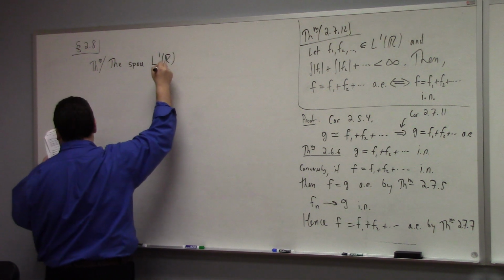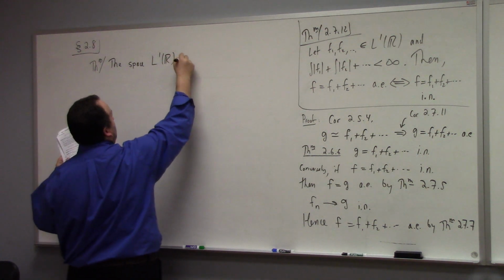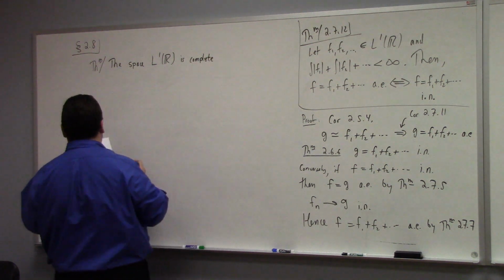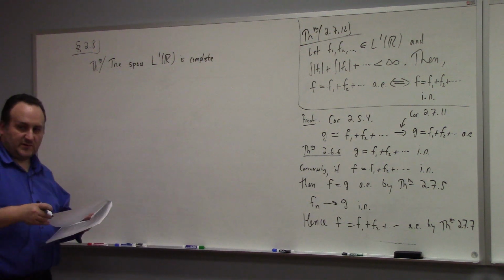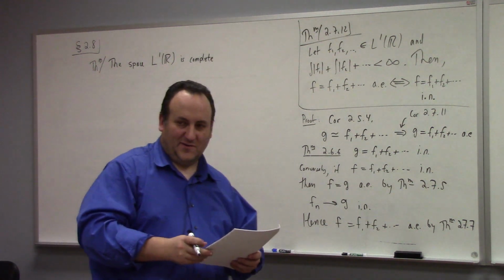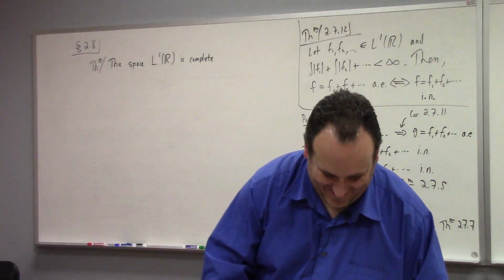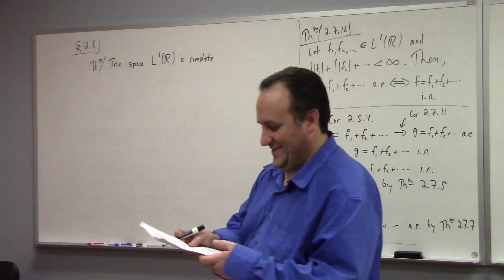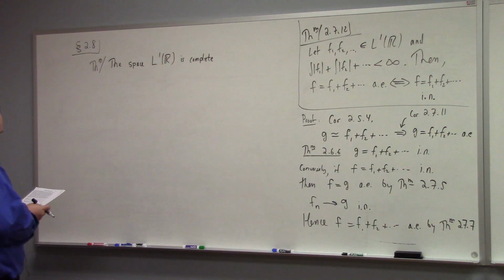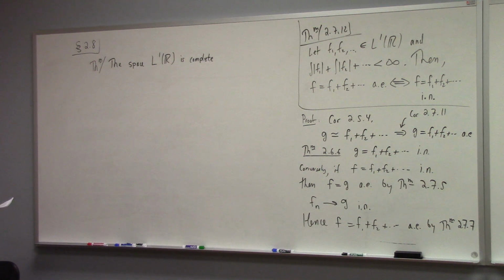L1R is complete. Right, meaning every Cauchy sequence of functions, I guess Cauchy in norm, converges. He says, in view of the previous theorem, the space L1R can be defined as the completion of the space of step functions with respect to convergence in norm.